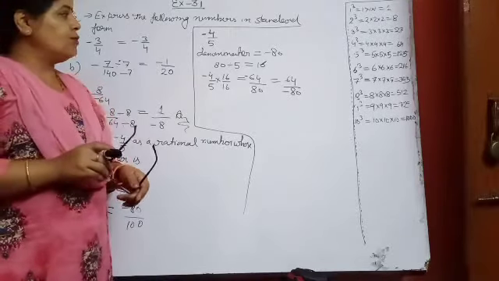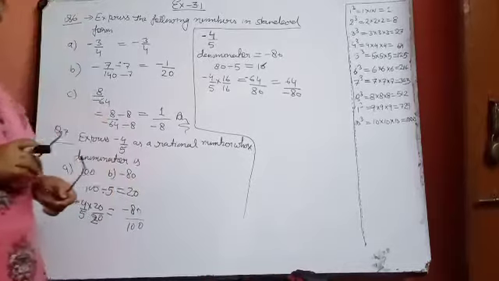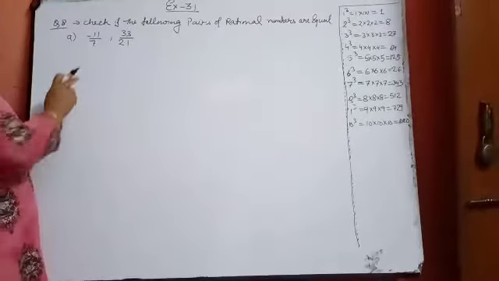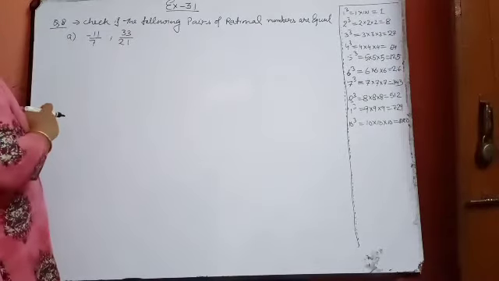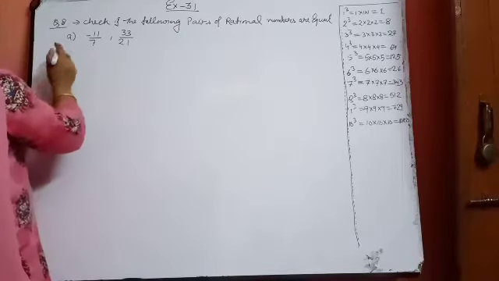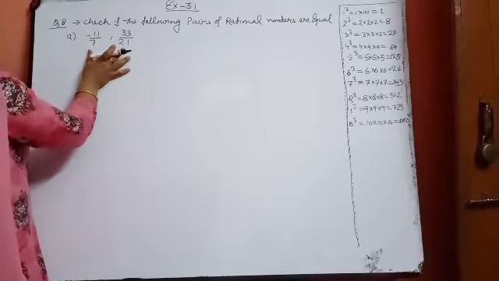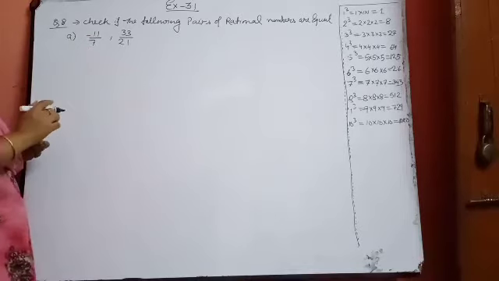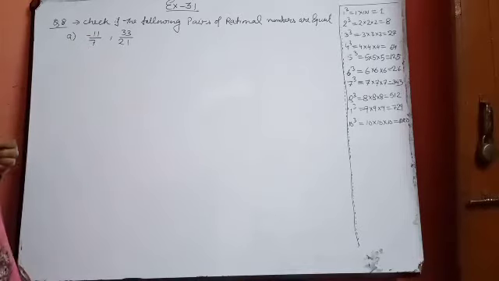Okay, now I am moving further to question number 8. See that, beta, question number 8. Check if the following pairs of rational numbers are equal. You can see that you have been given two rational numbers. You have to say whether these two rational numbers are equal or unequal.